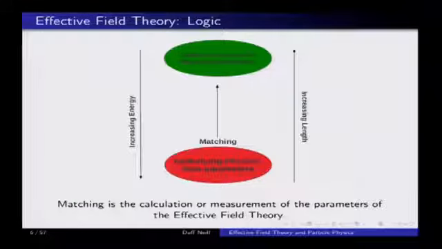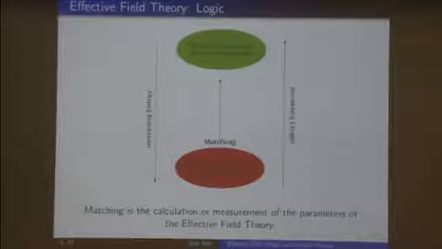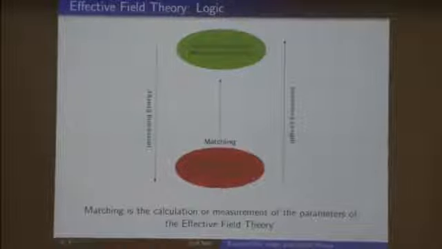And we can summarize the logic of an effective field theory. The logic of an effective field theory is that there are some observed dynamics that we're interested in. And there might be some underlying physics that's sort of the deep down truth, if you will. And the underlying physics only serves to set the parameters of our effective theory.